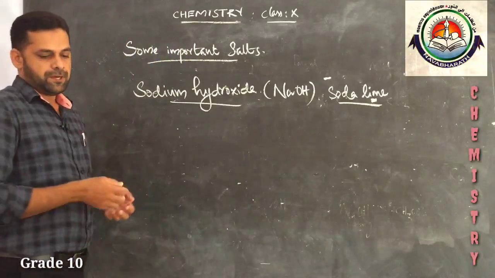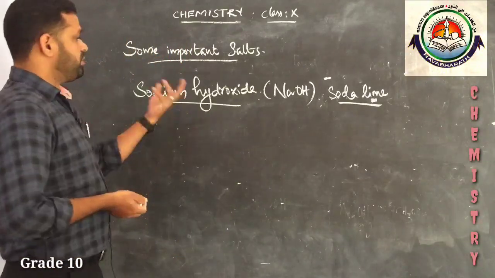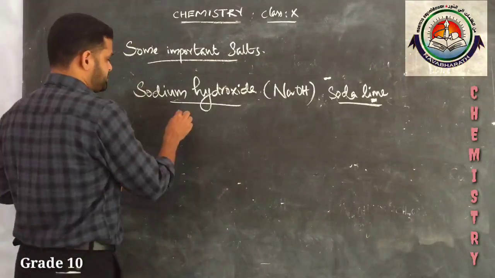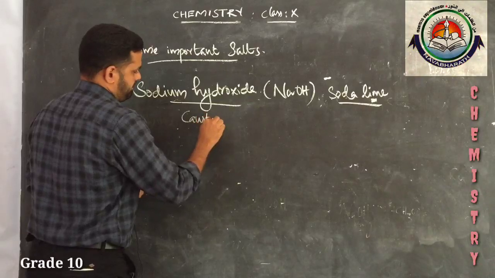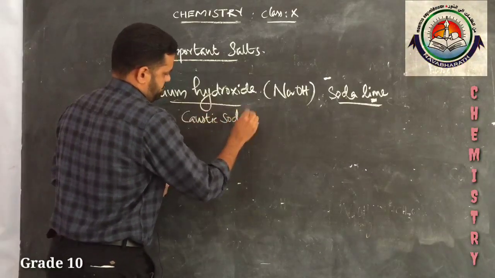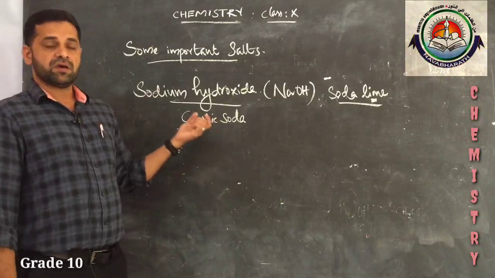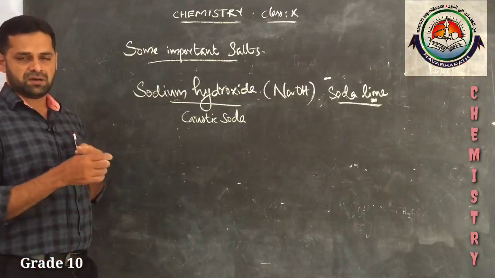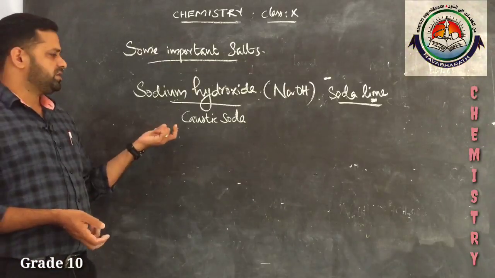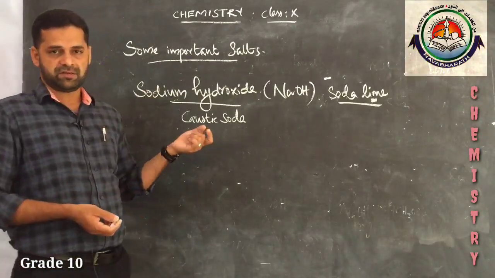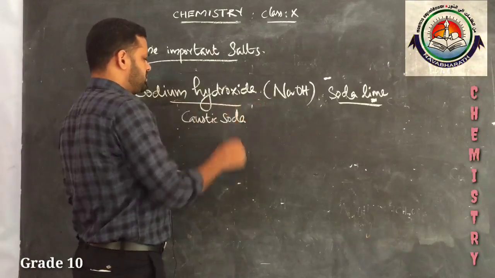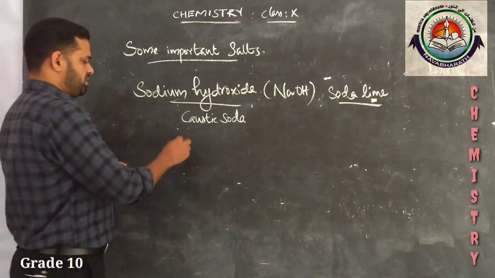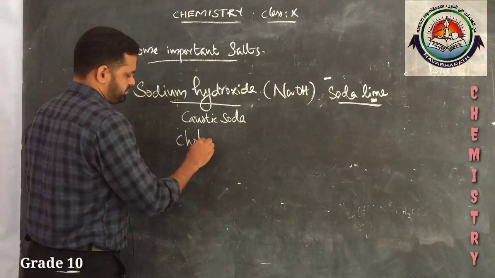So, we know sodium hydroxide is commonly known as caustic soda. Caustic means it causes burns, even it burns our skin. So, it is caustic soda. It is highly corrosive in nature, and this caustic soda is prepared by the chlor-alkali process.